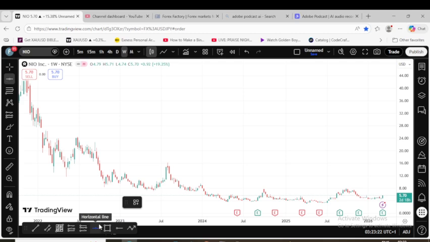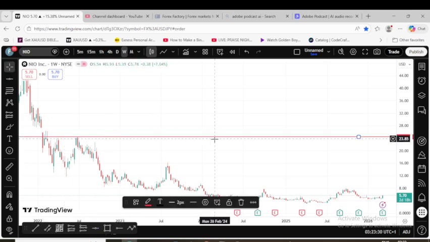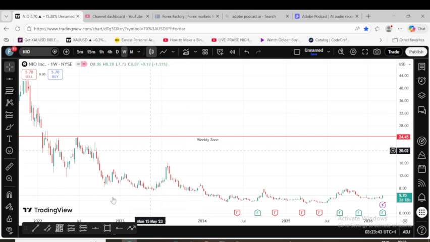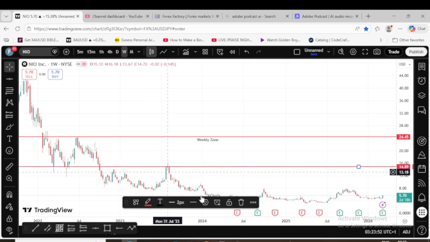Typically, when we start our analysis, we start by identifying our zones, which are support and resistance levels on a higher time frame. Whenever we have support and resistance on a higher time frame, those regions are known as zones. So the first thing we do as we start our analysis is to identify our zones, or in simpler words, identify our support and resistance levels on higher time frames.